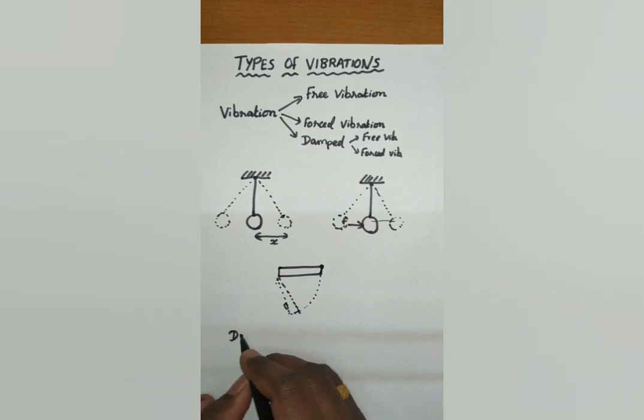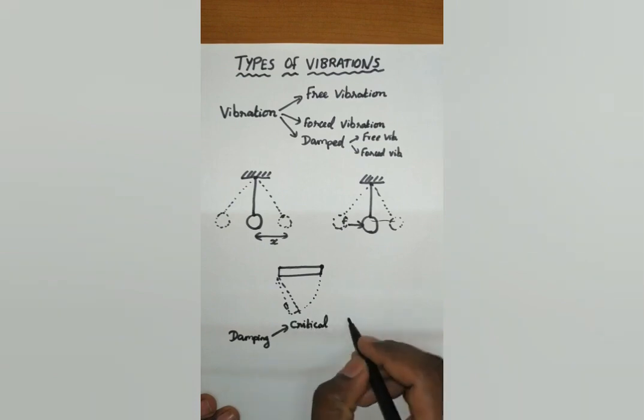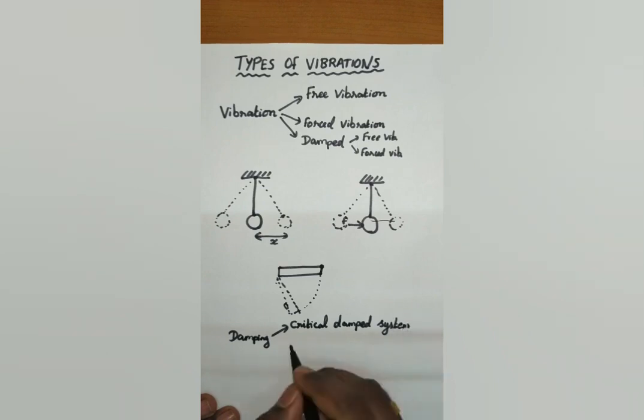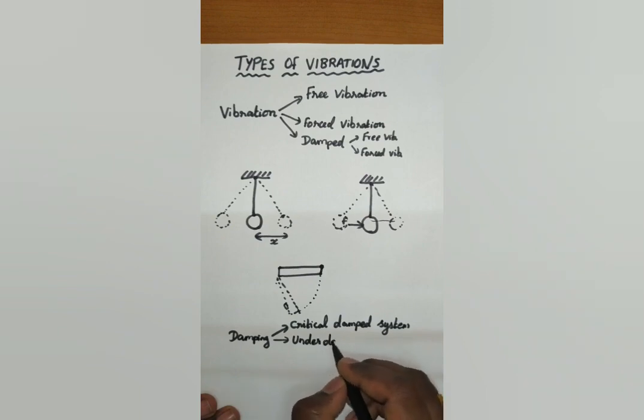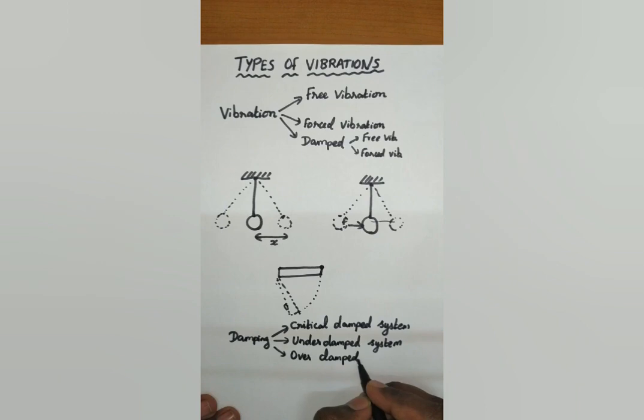So if we take damping, we have critical damp system, under damp system, and over damped system. Okay. So we have three types of damping system.